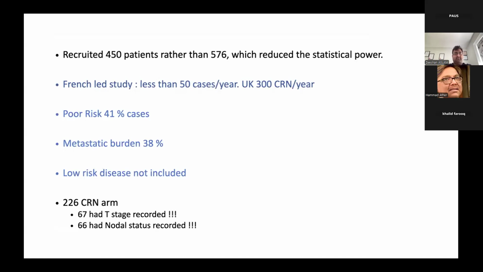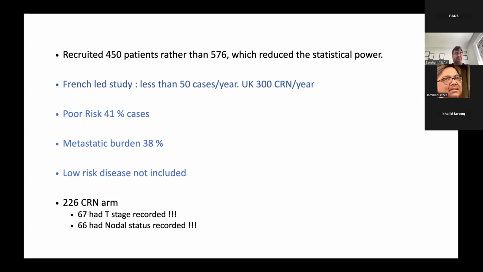If I add a bit more to this, clearly less recruitment means reduced statistical power. Now, this was a French-led study, and the cases recruited were less than 50 per year. In the UK, we do about 300 cases per year. So it means a lot of cases were missing from the study, and could they be the cases where cytoreductive nephrectomy benefits most?